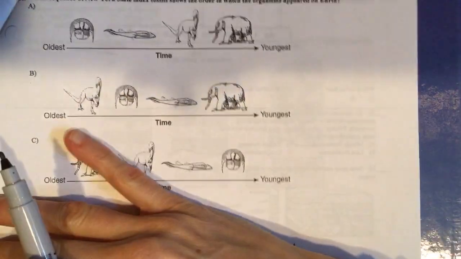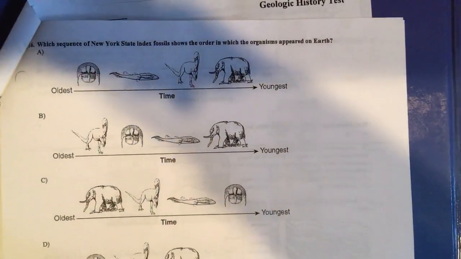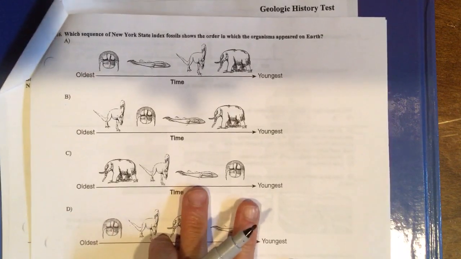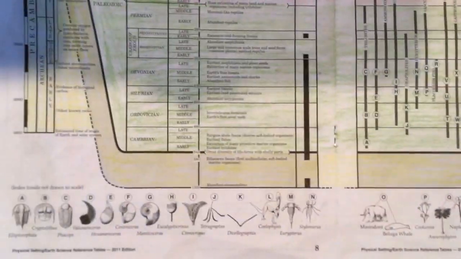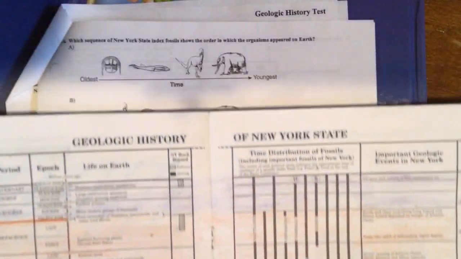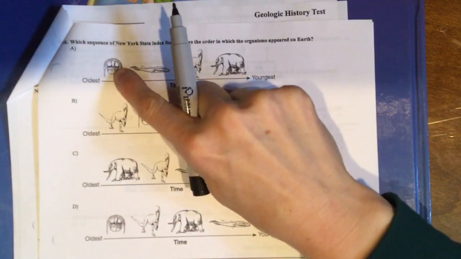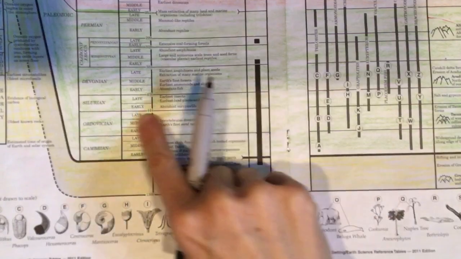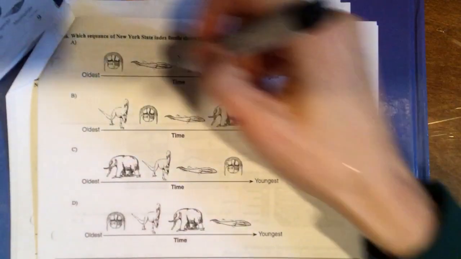Number 16. It says, which sequence of New York State index fossils shows the order of the organisms living on Earth? So if you come here, find the index fossil. I'm going to just pick this one to start with. That trilobite is B. He lived in the Ordovician time period. So, Ordovician.